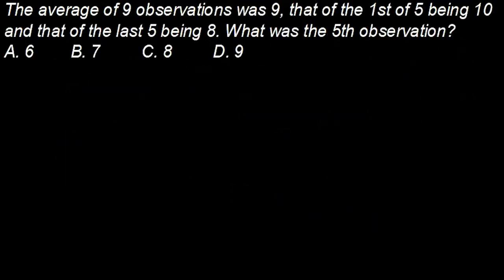The average of 9 observations was 9. Okay, that of the first 5 being 10 and that of the last 5 being 8. मतलब 9 ऑब्जर्वेशंस का एवरेज इज 9 है एंड देन फर्स्ट 5 का जो एवरेज है दैट इज 10 एंड जो लास्ट के 5 हैं उनका एवरेज 8 है. फाइन. लेट्स अंडरस्टैंड व्हाट टाइप ऑफ प्रॉब्लम्स आर देयर.